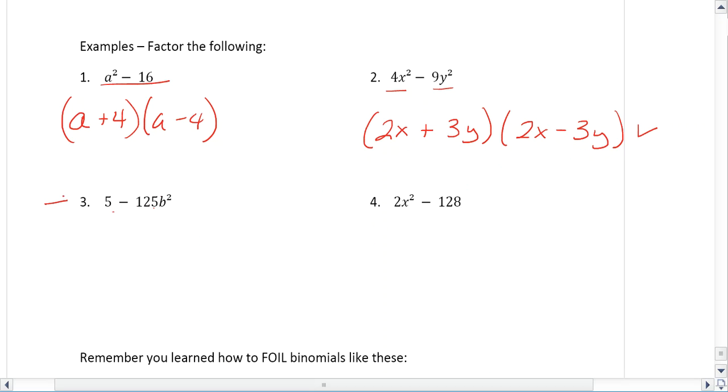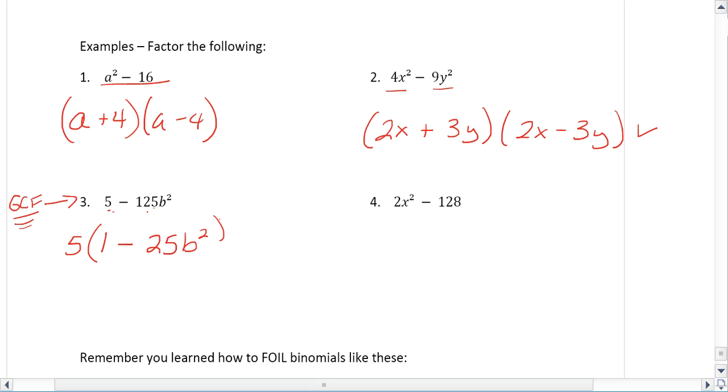And then we hit something like number 3, and we can't use the diamond because there's no b term, and 5 isn't a perfect square, so we think we're stuck, but I want you to always remember to look for a GCF. Your life will be so much easier if you keep that in mind. These numbers both share a 5, so we can GCF a 5 from both of these. 5 divided by 5 is 1. 125 divided by 5 is 25.